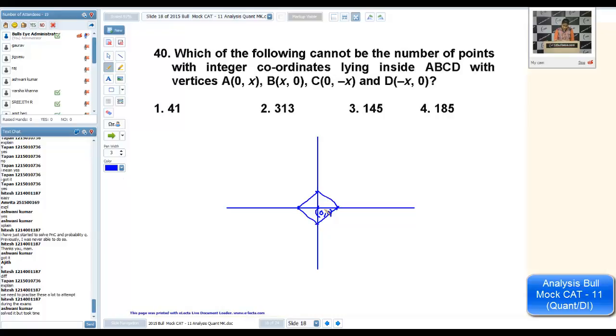Let x be 2. I'm not very good at drawing. So that is for x equal to 2 and so on. Let me draw two or three more lines, then only I can derive something. You should learn the shortcut of this question.